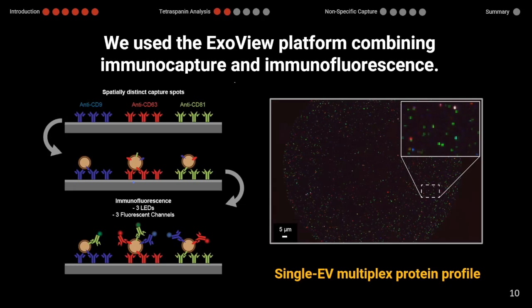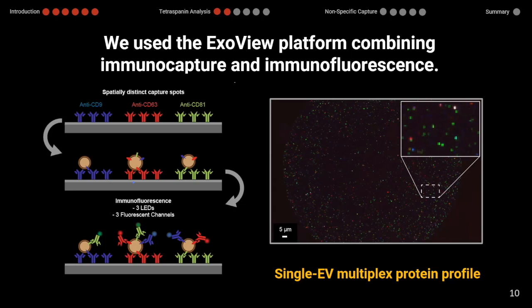So if you're unfamiliar with it, I like to think of it as a combination of sandwich ELISA with microscopy on top. With this technique, you have a chip that has a microarray of antibody capture spots, specifically here for these 3 separate tetraspanins. You can incubate EVs on top of this chip, and they will be captured by these individual capture spots.